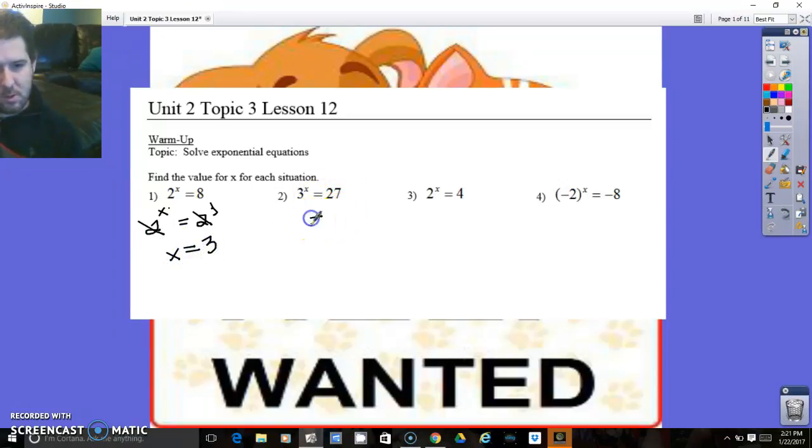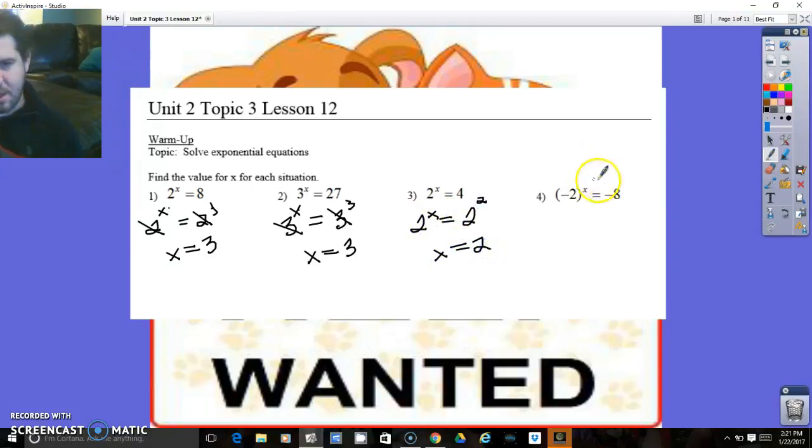Same thing for over here. So 27 is the same thing as 3 to the third power. Bases are the same, so therefore the exponents are also the same. So we got an answer of 3 again. 4 is the same thing as 2 squared. Looks like these questions are fairly easy, so that means x must be 2.